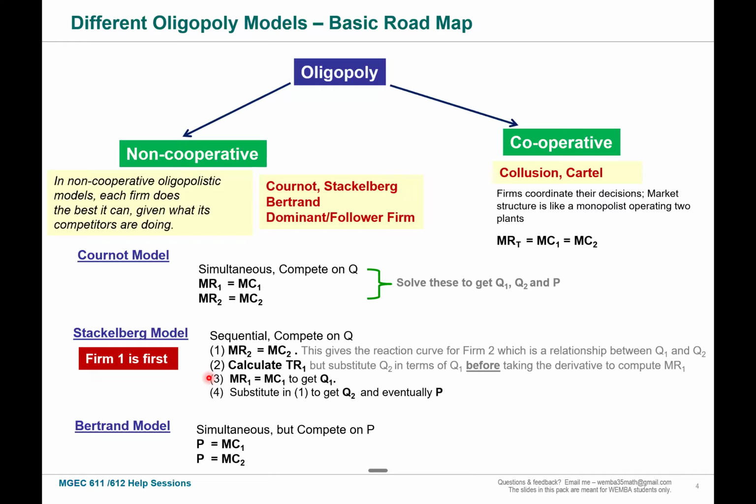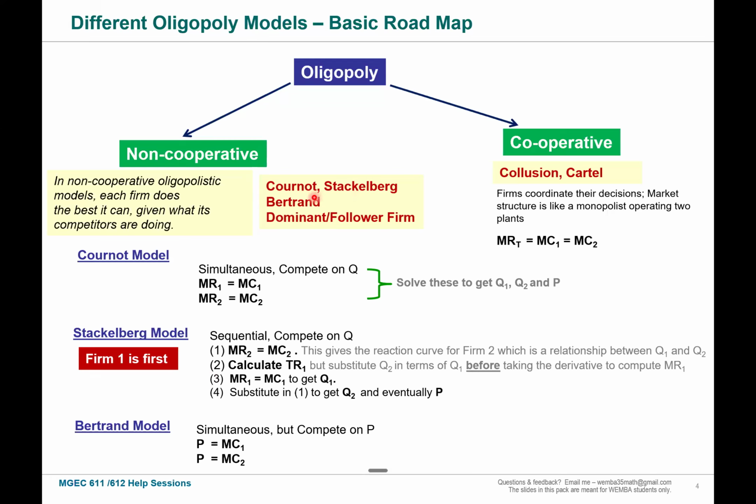Bertrand is back to Cournot, simultaneous decision making, but now instead of competing on quantity, you're competing on price. And the governing equation says price equal to MC1 is the reaction curve for firm 1, price equal to MC2 is the reaction curve for firm 2. Okay, so we have covered this part. We haven't talked about dominant follower yet, but we'll come to that in a second. But we have covered Cournot, Stackelberg, and Bertrand.